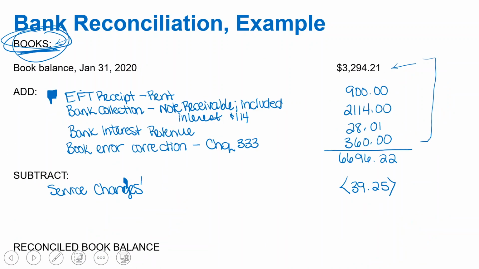Therefore, we need to adjust it on the book side, and it came out of our bank account, so we're going to put it under the subtract portion. So we've got this NSF check from L. Ross, and it was $52.